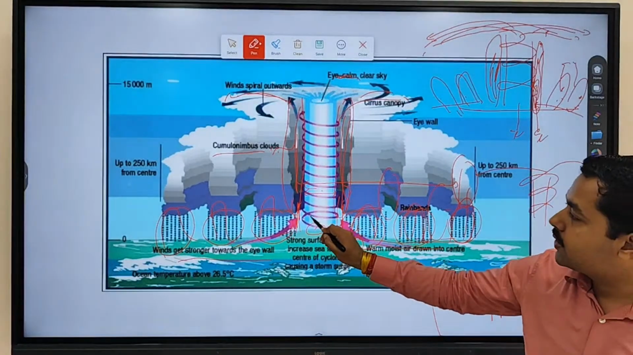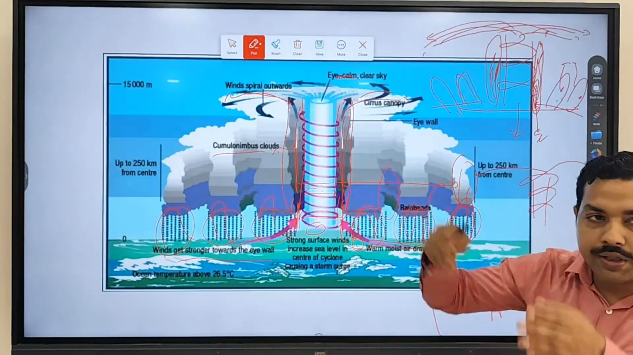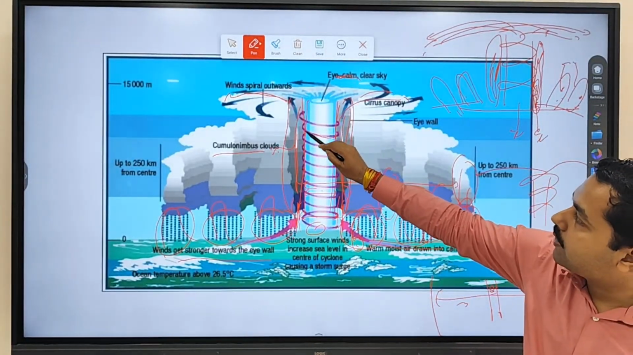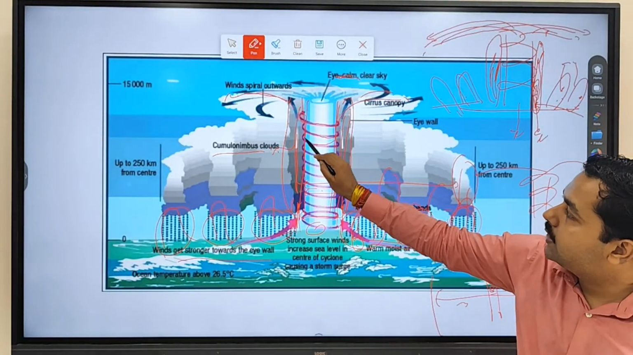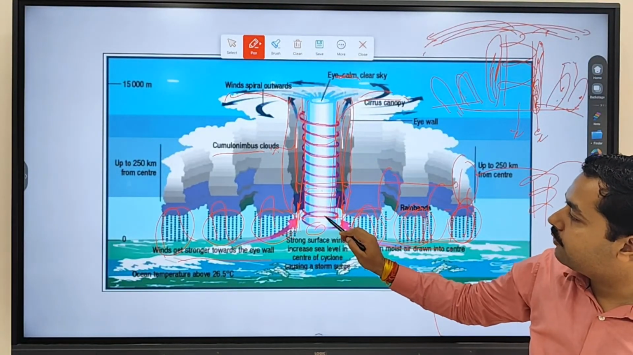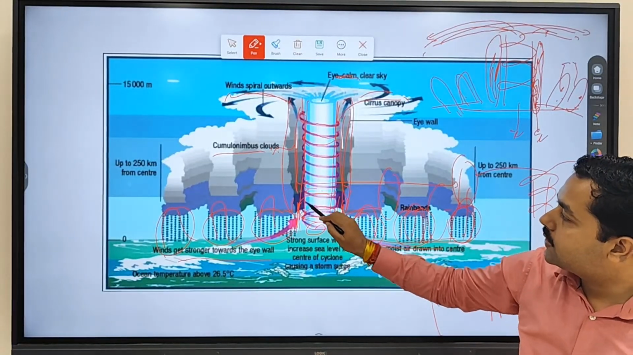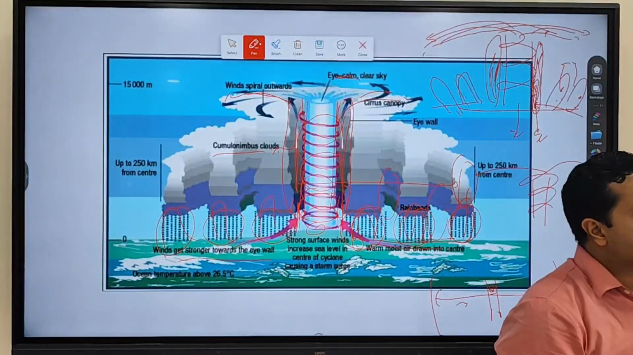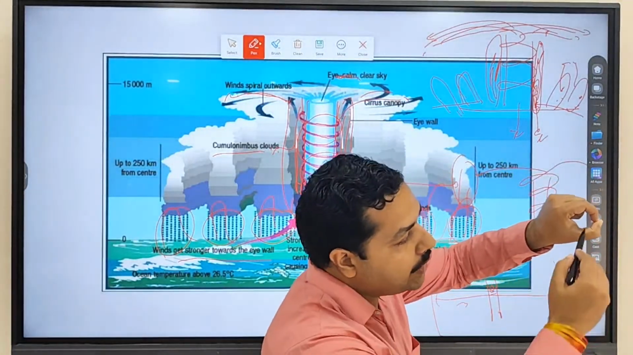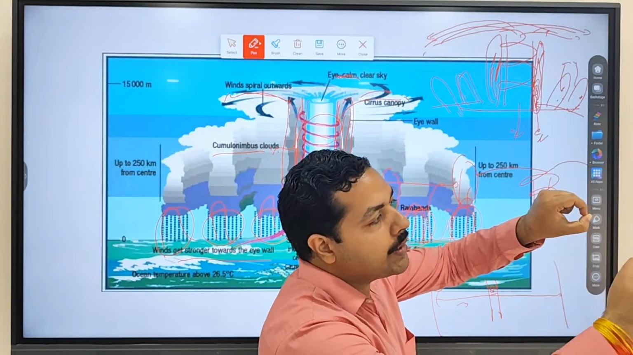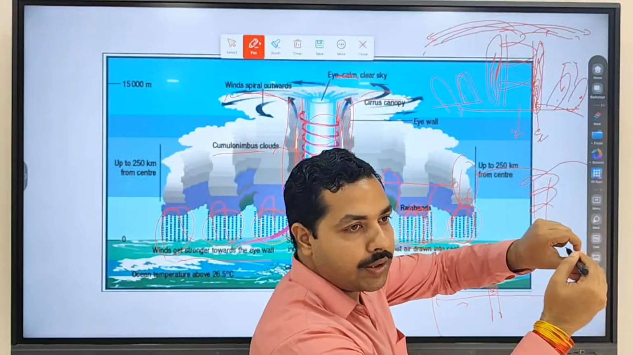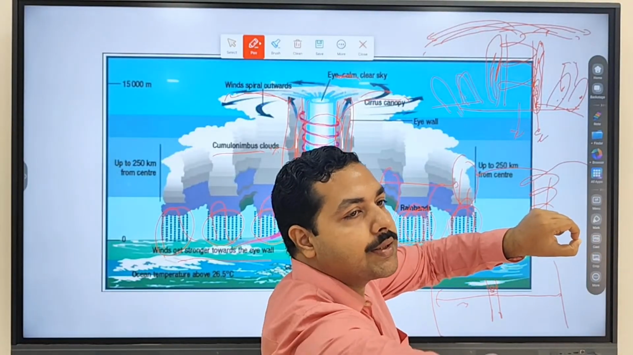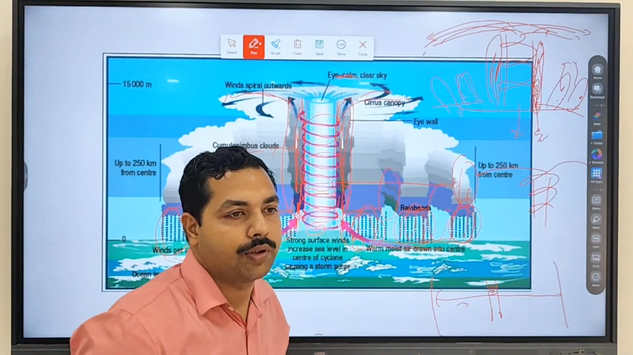This entire region is the eye region, around which winds are rotating. This column you are seeing, no? Around this column, what is happening? These are the rotating winds. So winds are rotating like this and rising like this. These winds are rotating around which region? The eye region. Clear? So suppose this is the eye region. Winds are rotating like this and rising like this. They are not entering into this region. Clear?